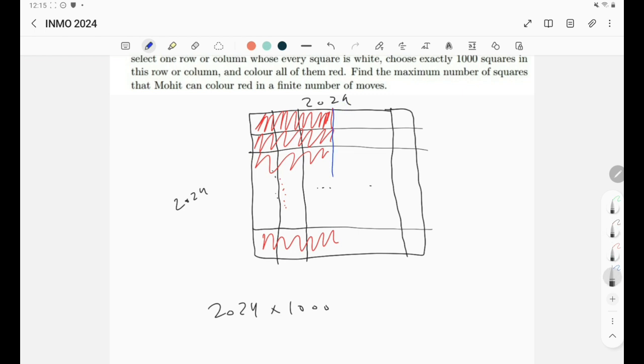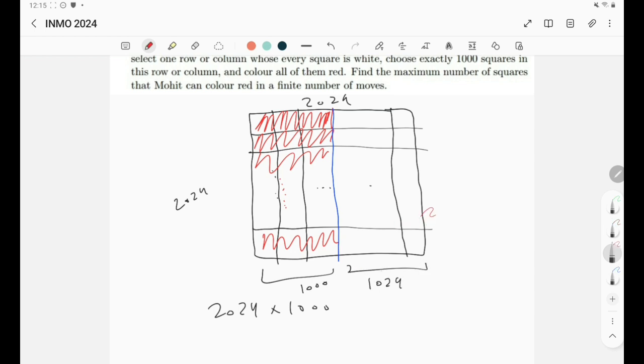So now we need to put a limit here. And now what we have is we can choose columns, right? We cannot choose these columns. They're already red. So we can choose these guys here. Of course, how many do we have? Here we have done, of course, 1000. So now we have remaining 1024.